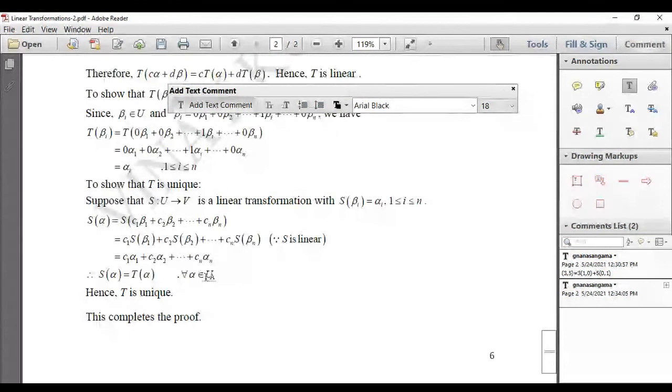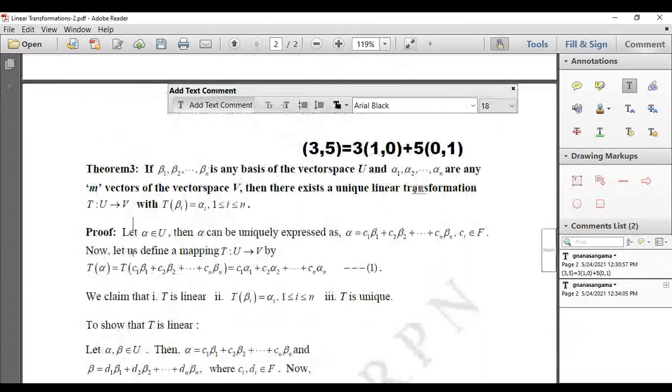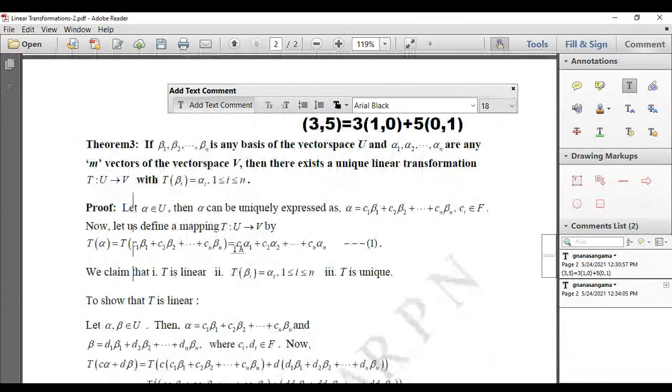You take any vector in U, their images are one and the same. In the case of S and T, that means S and T are one and the same. Therefore, T is unique. So we have proved that there exists a unique linear transformation T from U to V with image of basis vectors equal to vectors of codomain. And this completes the proof. So we have proved that there exists a unique linear transformation which maps the basis vectors of U, that is the domain, with vectors of codomain.